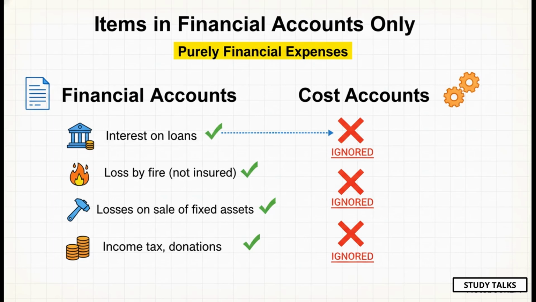But just think about it. Are any of those things related to the actual cost of making a product? Nope, not at all. So in cost accounting, they're completely ignored. This is one of the biggest reasons for the difference, and it's a place where students often lose marks if they don't spot these items correctly.